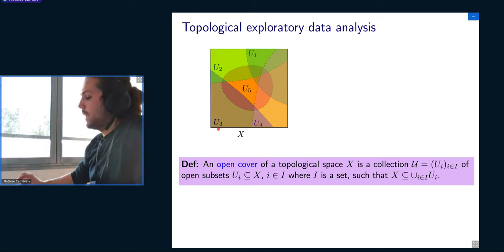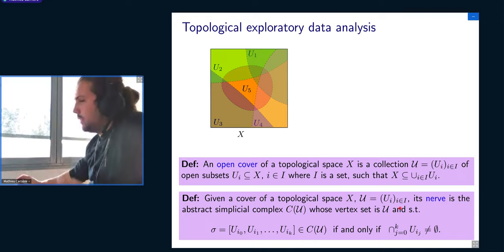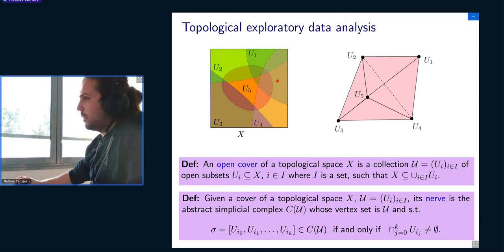Then a way of computing a complex out of this is to define a simplicial complex on which the vertices, the zero dimensional simplices, the points, are in bijection with the elements of the cover, and such that you add a new simplex to your nerve as long as the corresponding cover elements intersect. In that particular example, that's the complex you would get from that cover of that space. For instance, the fact that U3 and U5 have a non-empty intersection is why you draw an edge between them. And similarly, the fact that you have a whole triangle between 5, 3, and 4 is because those three cover elements have a non-empty intersection.